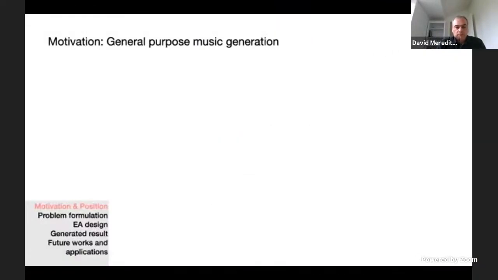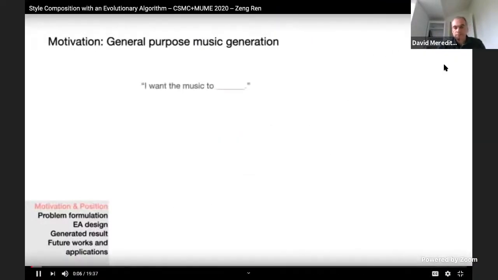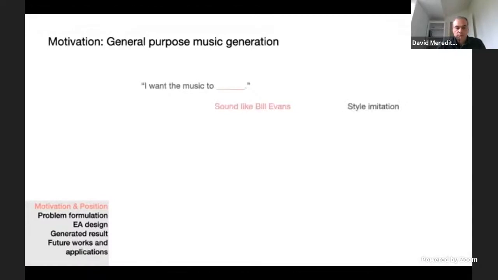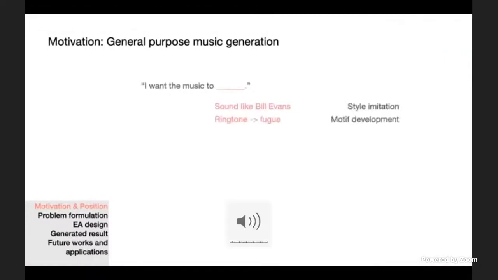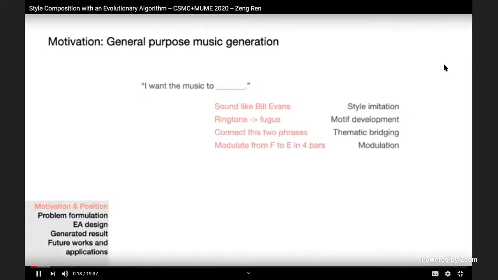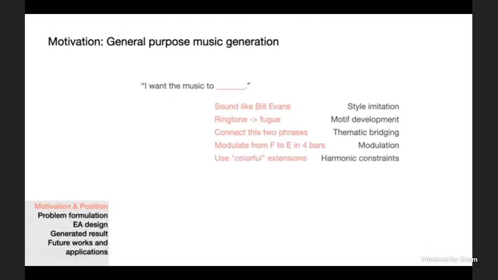Imagine yourself working on a piece of music, and you may say to yourself, I want the music to sound like Bill Evans. To turn a ringtone into a fugue, connect two phrases. Modulate from F to E in 4 bars. To use colorful chord extensions if you're into jazz. We note that we want better control over the generated music, and wouldn't it be nice if we had a powerful, general-purpose music generation system? And this is where my research started.